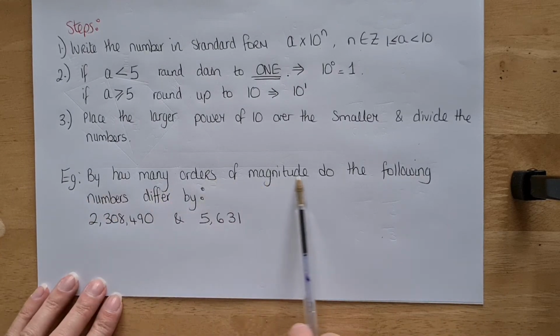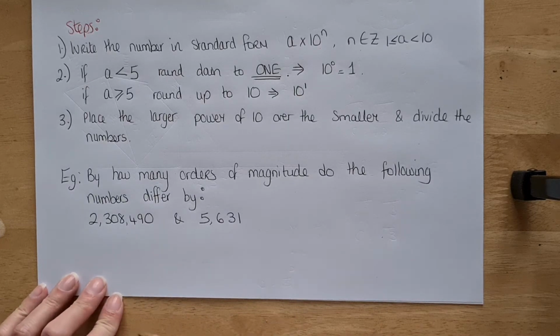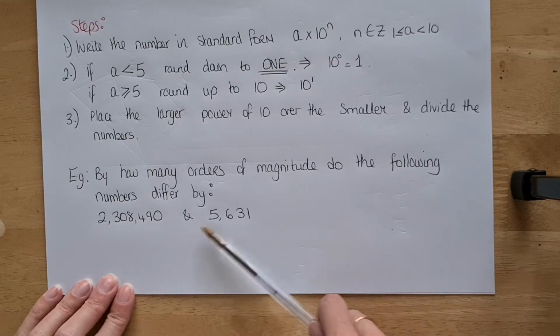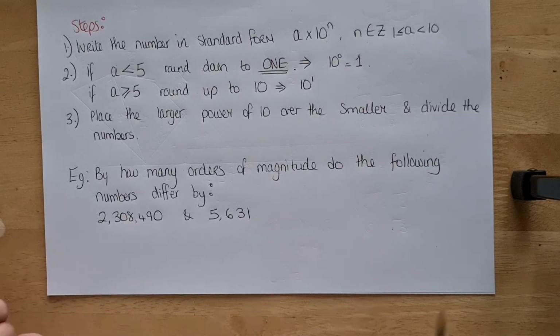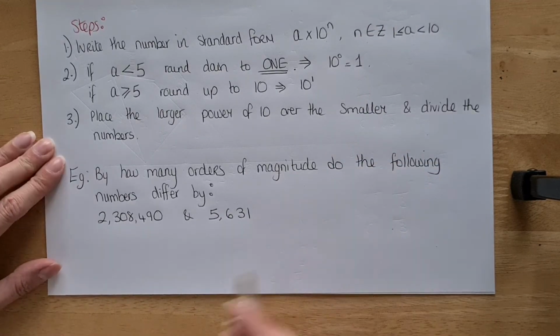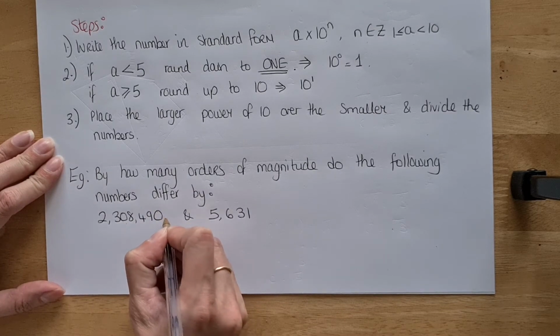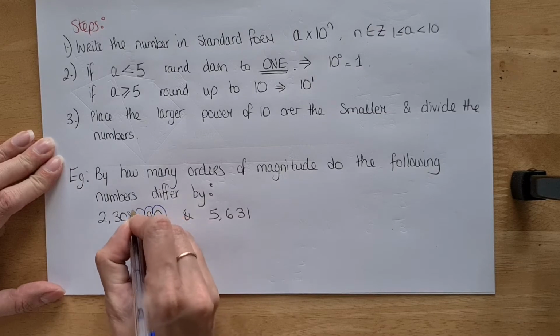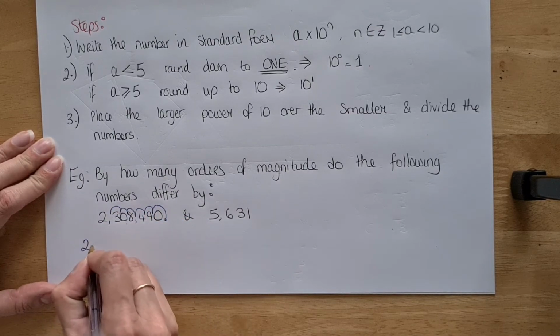By how many orders of magnitude do the following numbers differ? The first number is 2,308,490 and the second number is 5,631. First off, we're going to write them both in scientific notation or standard form. Here, the decimal place was here, so I'm going to bring it back 1, 2, 3, 4, 5, 6 places to the left.